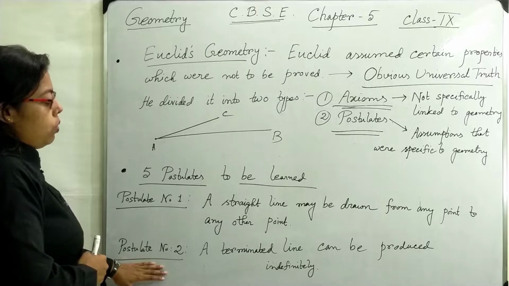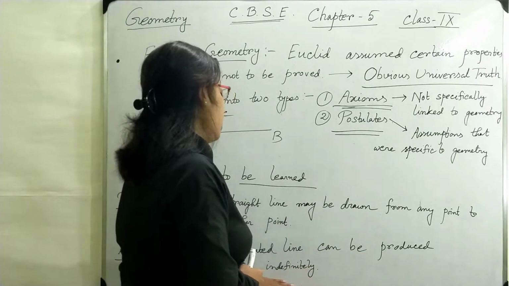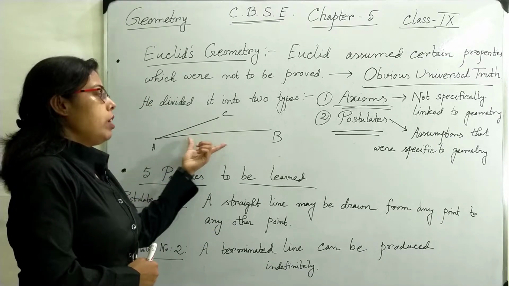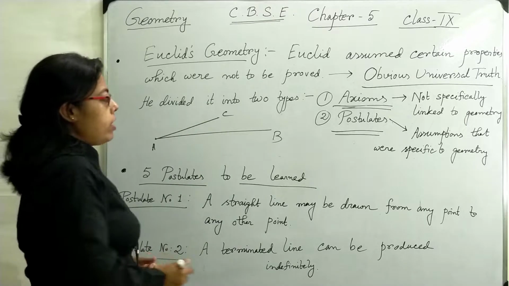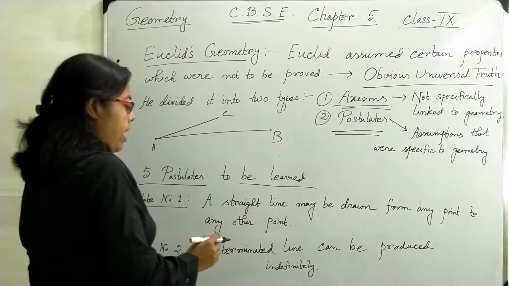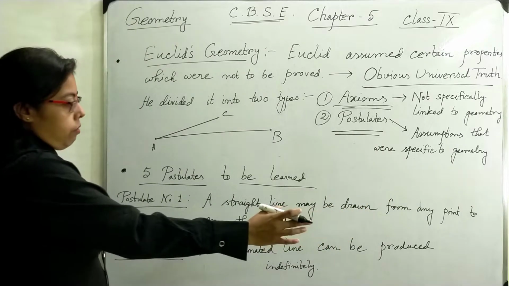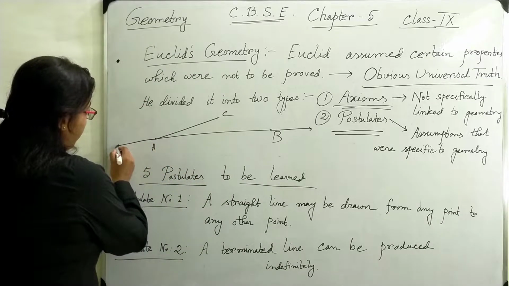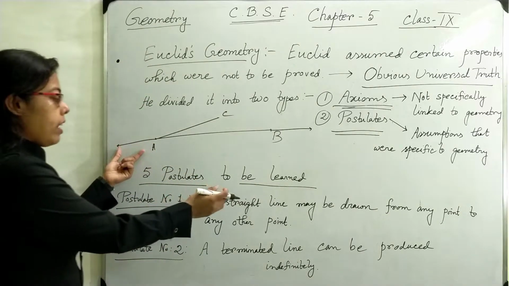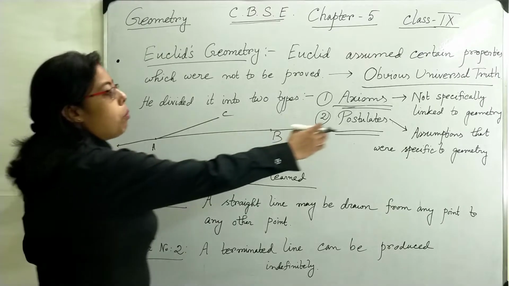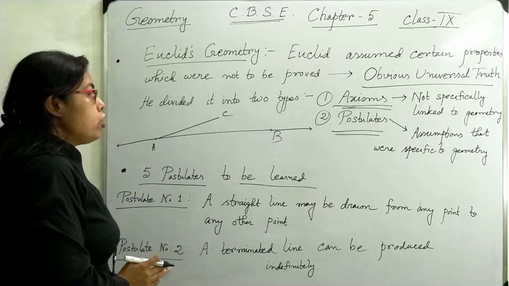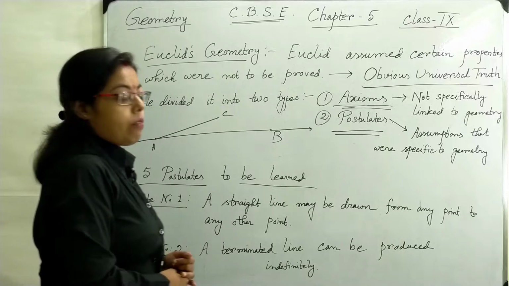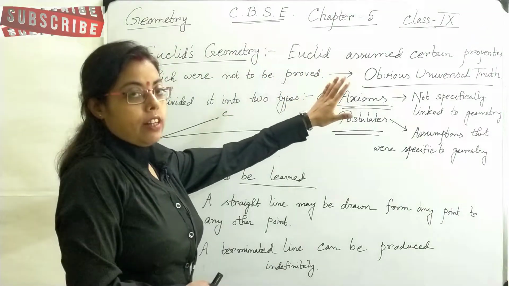Next, postulate number 2: a terminated line can be produced indefinitely. This is a very important part, a terminated line. Suppose this is the terminated one, AB and AC, both terminated, up to this point. Now, we can produce it indefinitely. Towards B, you can produce it like this, and towards A, we can produce it indefinitely, both sides. This is postulate number 2. Okay, and then come postulates number 3, 4 and 5. I will write them down here and then I will explain.